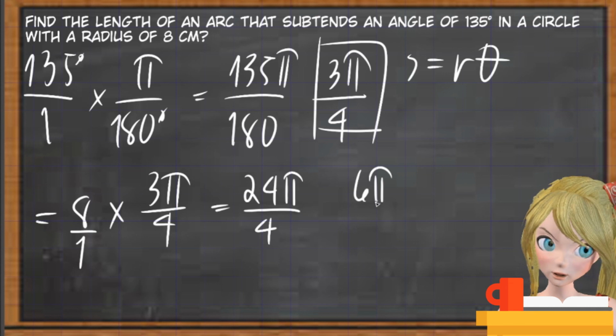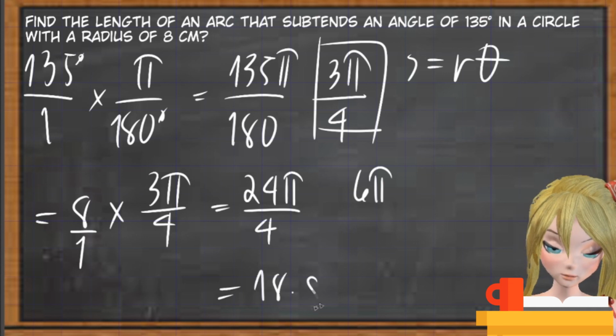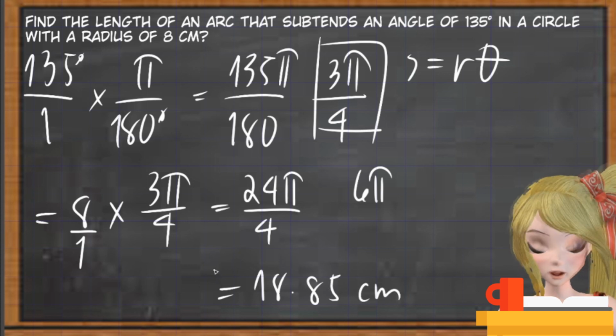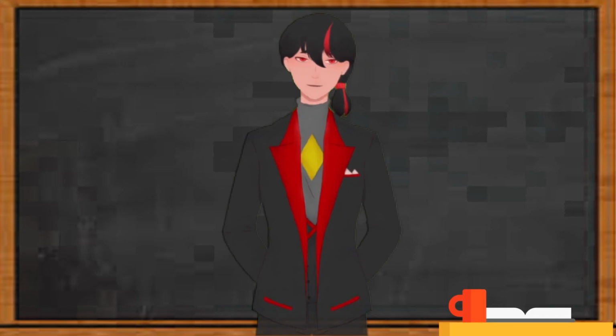And 6 pi can still be simplified. Yes, it would be 18.85 centimeters approximately. And that is our final answer. So that backs it up. Again, another surprisingly easy topic. Let's move on.